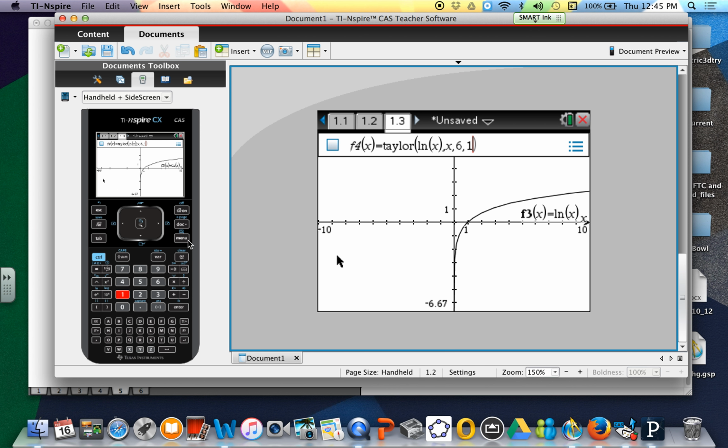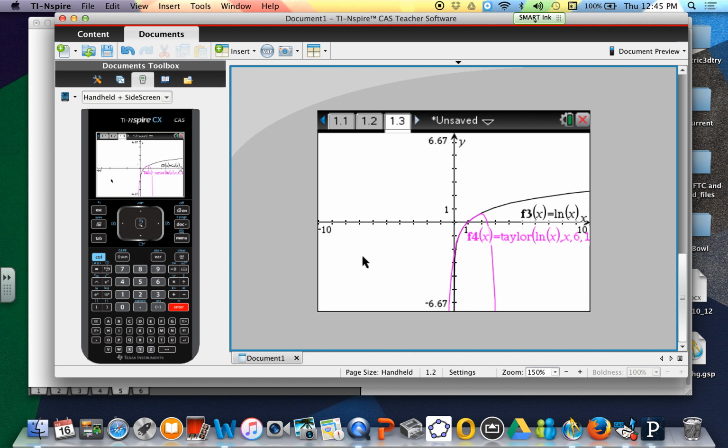If you don't enter a 4th argument, the computer's going to assume that you're centering it at 0. But look at this. Boom. That pink curve looks quite a bit like natural log x early on. So that's what you're doing with this assignment.